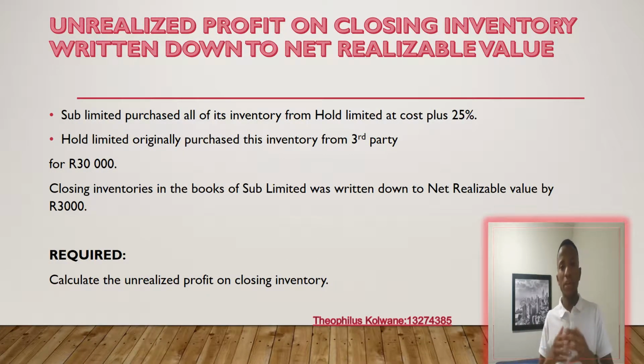Today we'll be doing unrealized profit on closing inventory written down to net realizable value. Let's start off with a very basic example. Let's say, for example, Sub Limited purchases all of its inventories from Hold Limited at cost plus 25%, and Hold Limited originally purchased this inventory from a third party at a cost of 30,000 rands. And we also learned that the closing inventory in the books of Sub Limited was written down to net realizable value by 3,000. So the required says we need to calculate the unrealized profit on closing inventory.